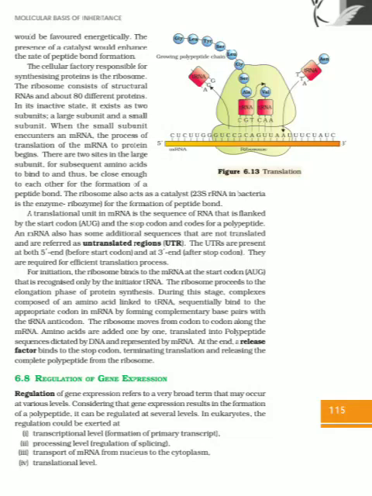Regulation of gene expression refers to a very broad term that may occur at various levels. Considering that gene expression results in the formation of a polypeptide, it can be regulated at several levels. In eukaryotes, the regulation could be exerted at the transcriptional level, formation of the primary transcript, the processing level, regulation of splicing, transport of mRNA from the nucleus to the cytoplasm, and the translational level.